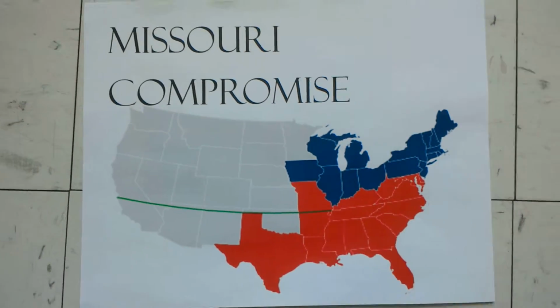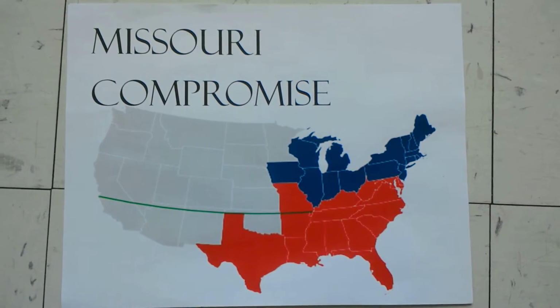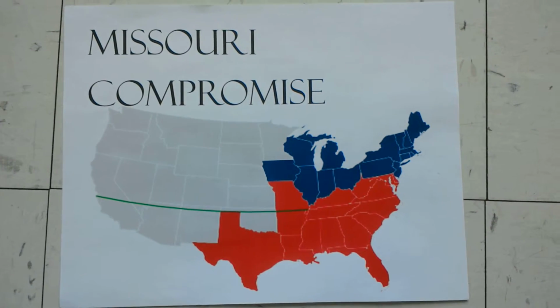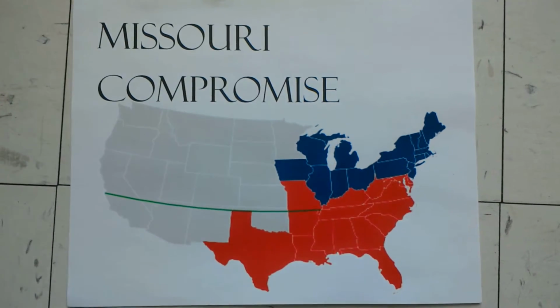Slide 3, the Missouri Compromise. Though it was called a compromise, it favored the South over the North. They gained more slave states, so this angered the Union and brought the nation closer to civil war.